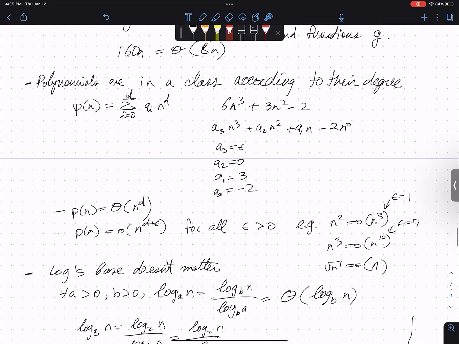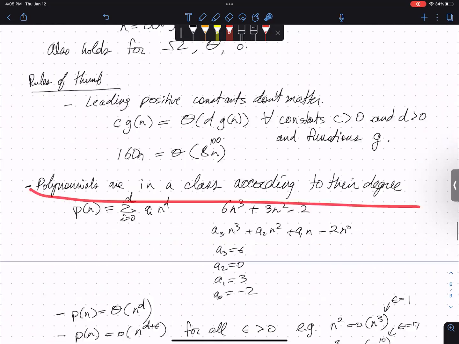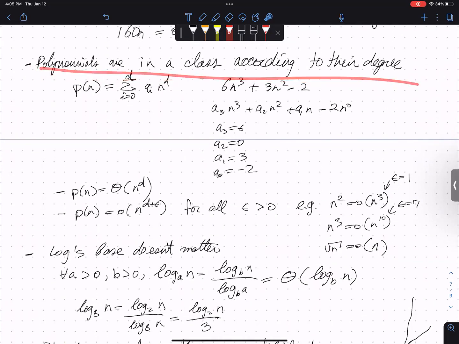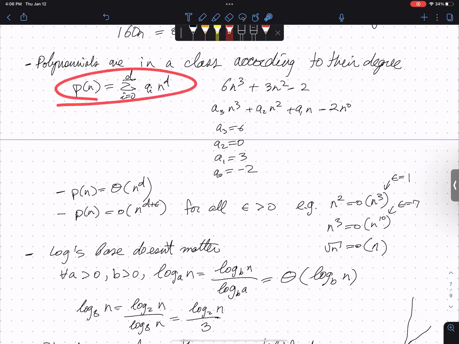Okay, so we come back. Which one do we have trouble with? Yeah, polynomials in a class according to their degree. Okay, so this one you guys had trouble with. How many of you get this notation? Okay, so maybe I'll explain this. Okay, good. Look, writing P of n equals this, this is a polynomial function, right? You guys intuitively see that, right? How do I formalize what a polynomial function is?